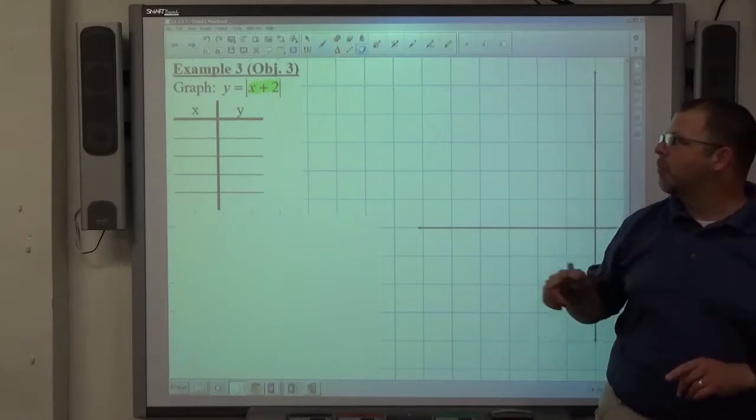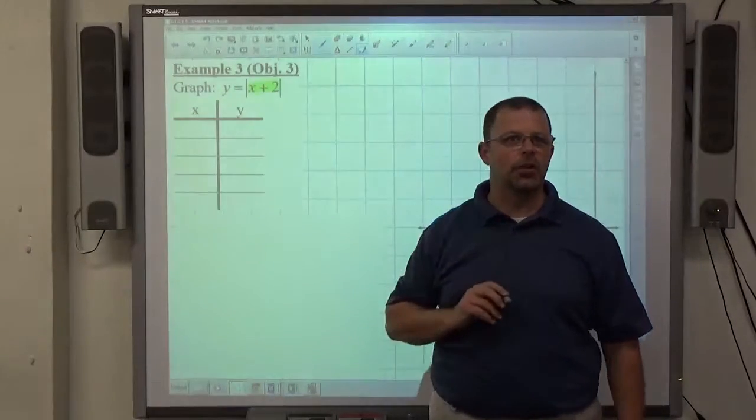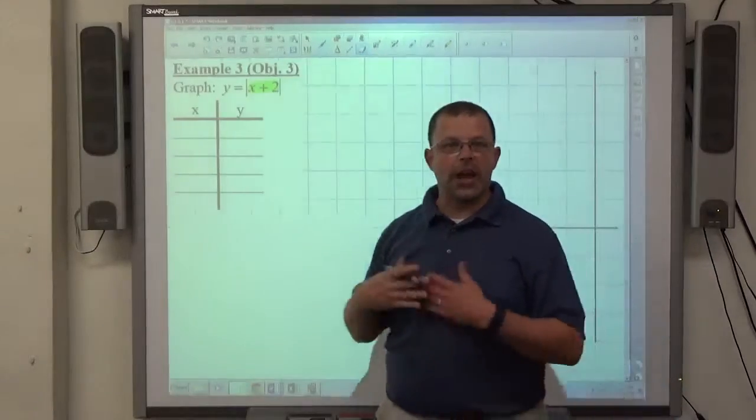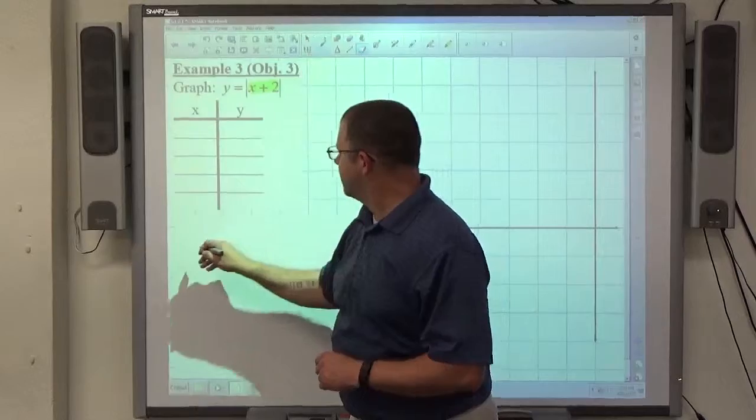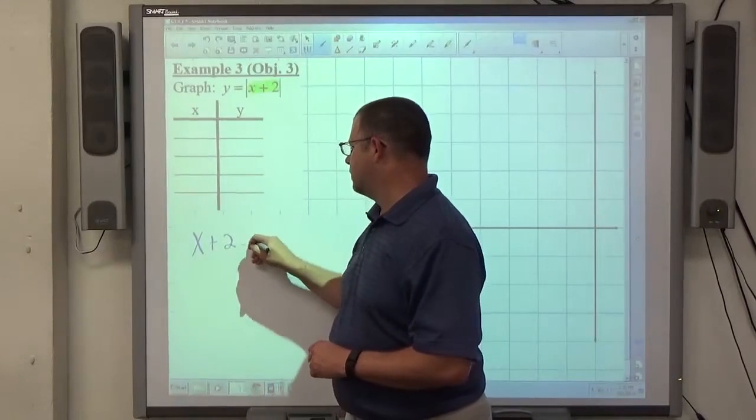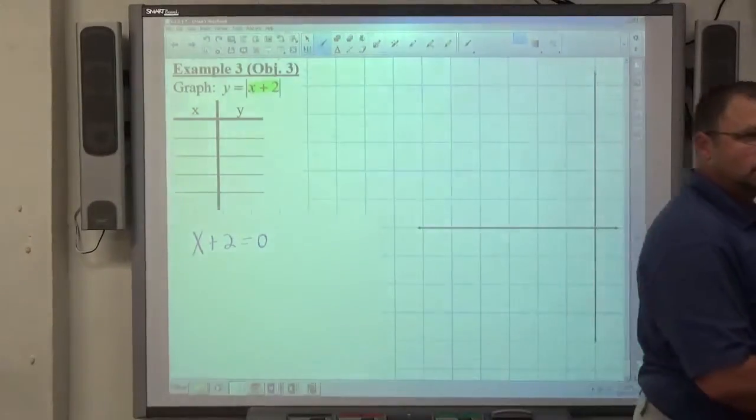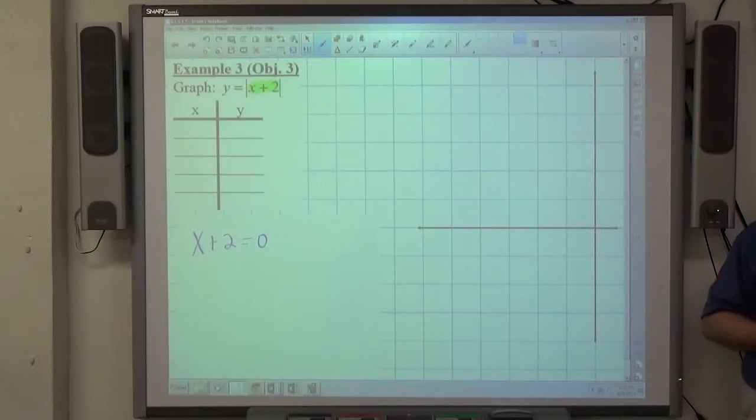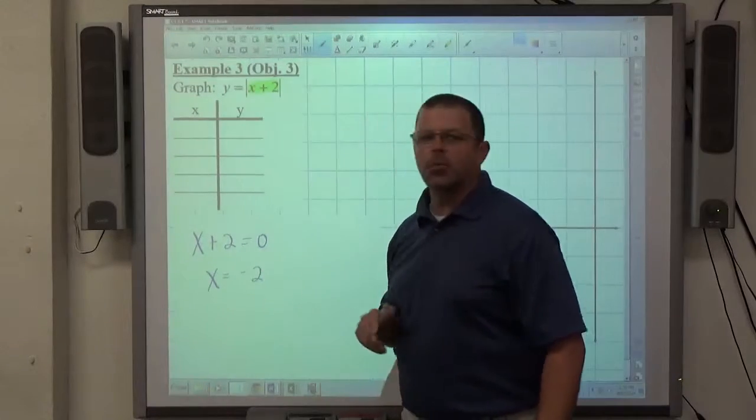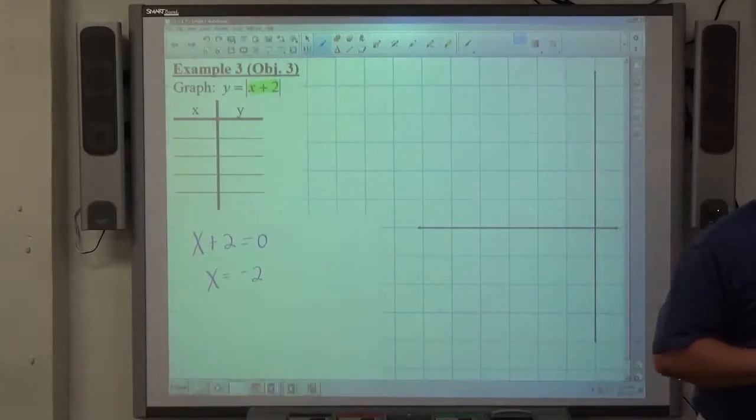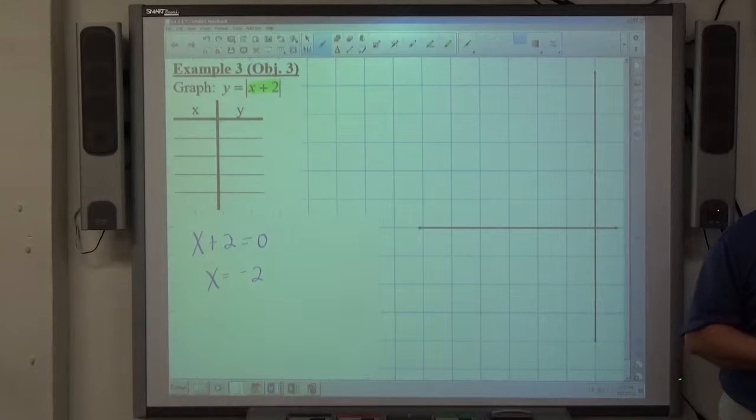And those sharp turns happen whenever what's highlighted in green there is equal to 0. So the first thing I do in an absolute value function is I set what is inside the bars equal to 0. Whatever it is inside those bars, I set it equal to 0. And if I do that, that tells me what value of x I need to pick. And I want to pick numbers near that on either side of it.